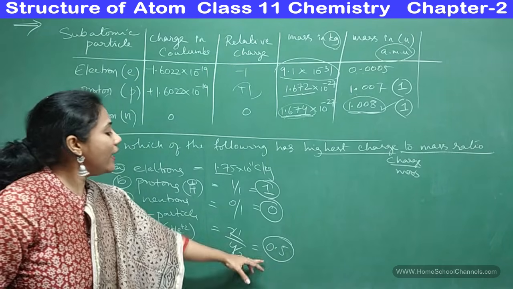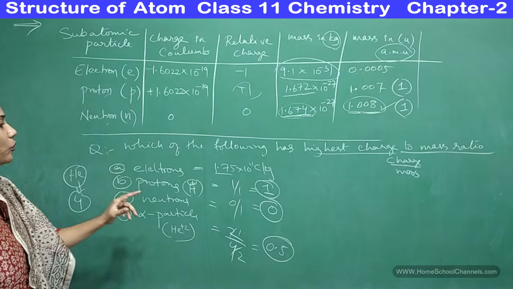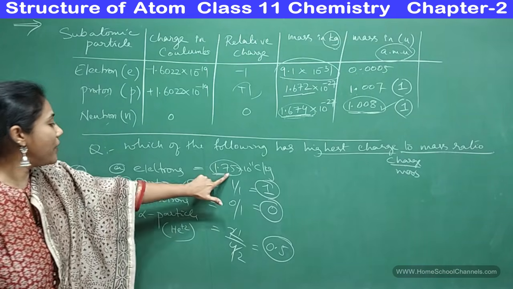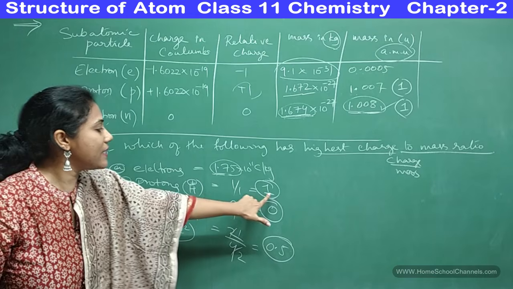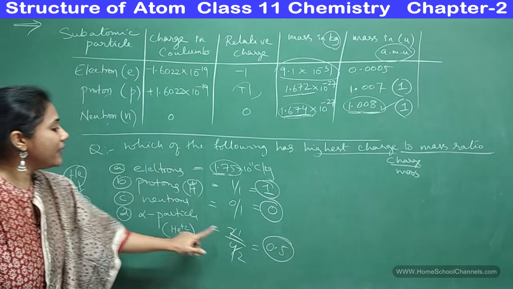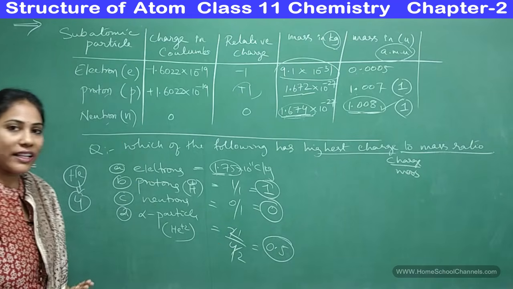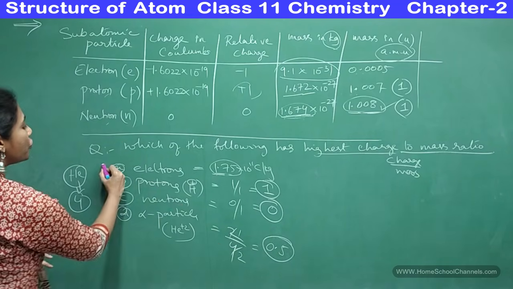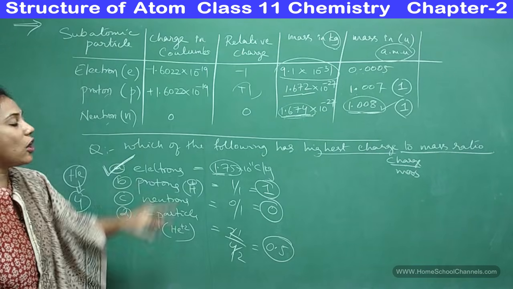So you compare the values. Which one has highest value? Definitely your electron's value is 1.75. Here protons' charge by mass is 1. Neutrons' charge by mass is 0. Alpha particles' charge by mass is 0.5. So highest charge to mass ratio you will observe with electron.